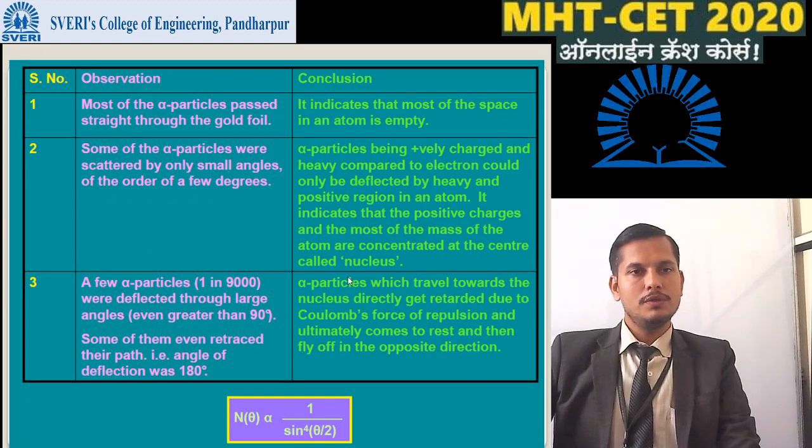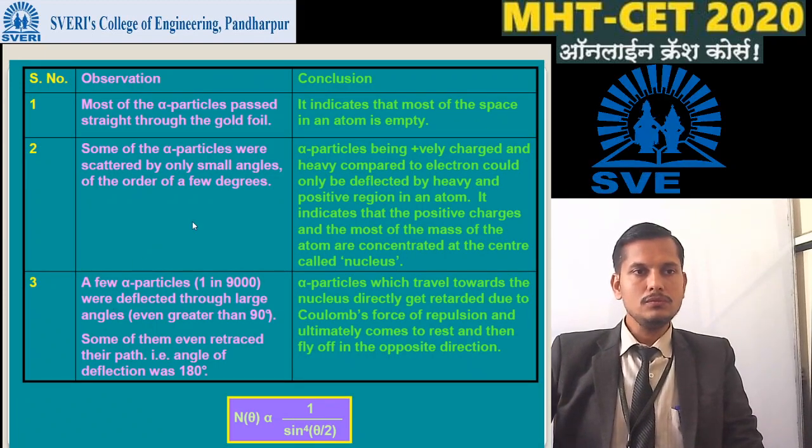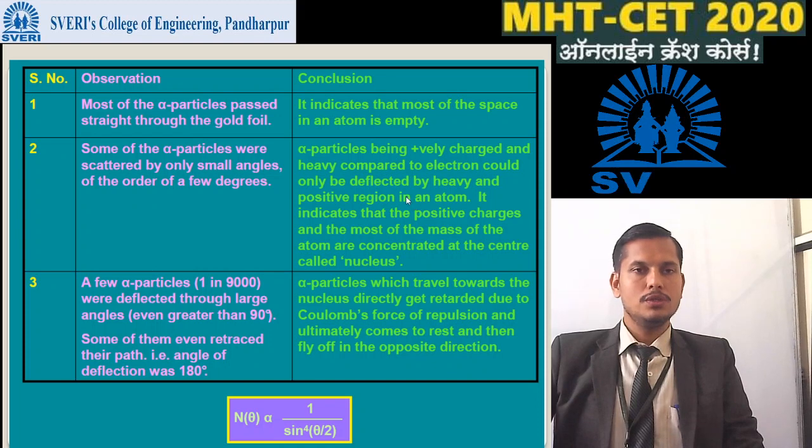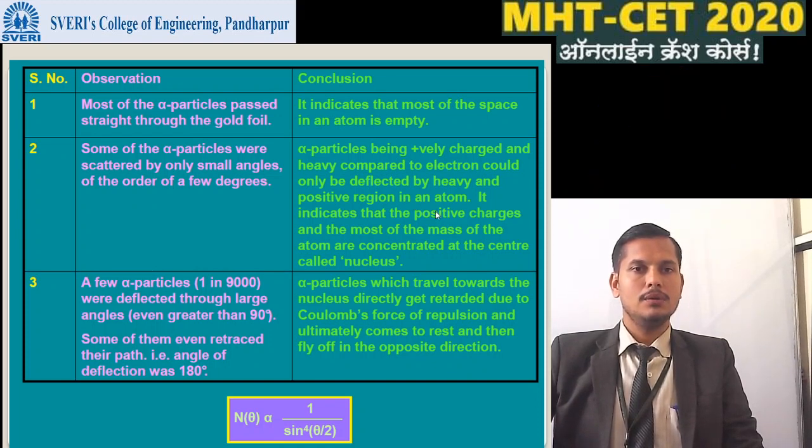So what are the observation and conclusion? Most of the alpha particles passed straight through the gold foil. What is the conclusion? It indicates that most of the space in an atom is empty.